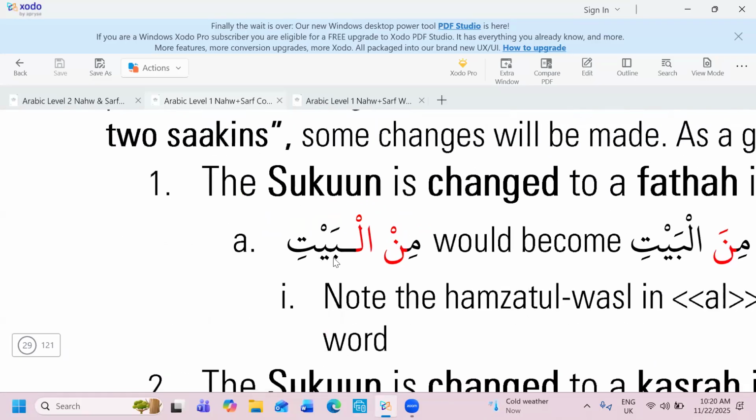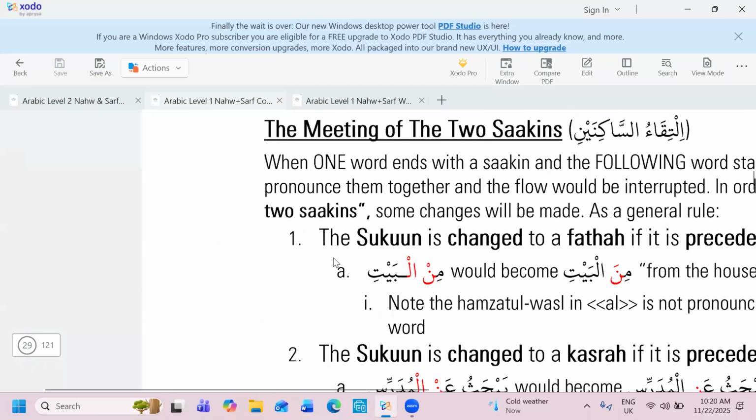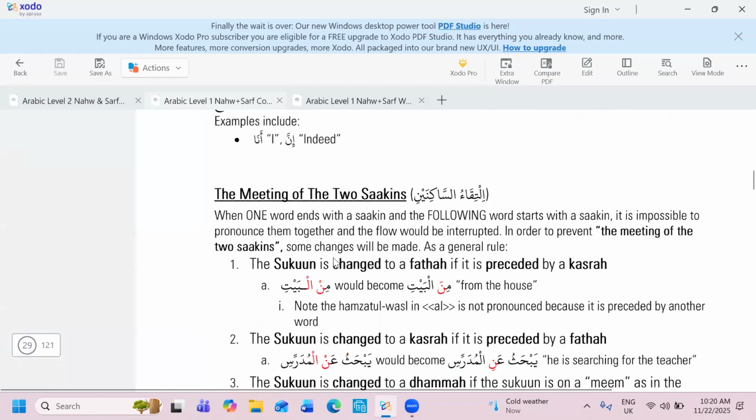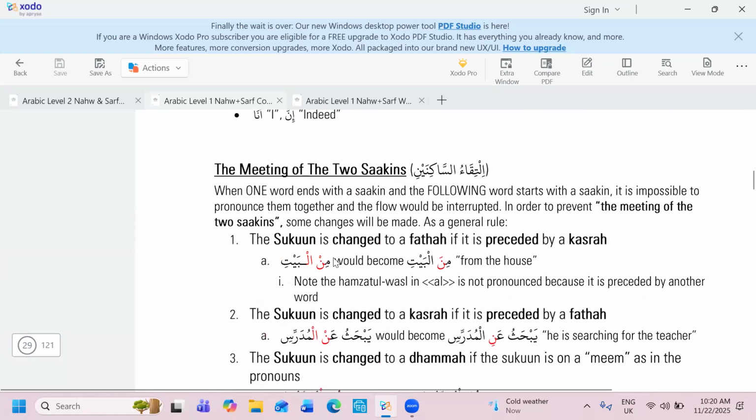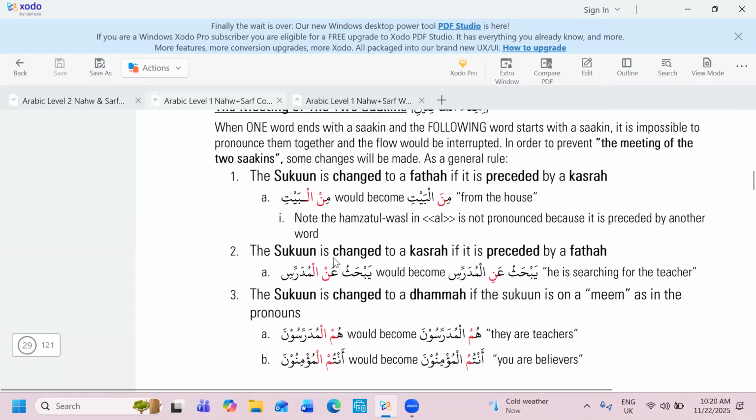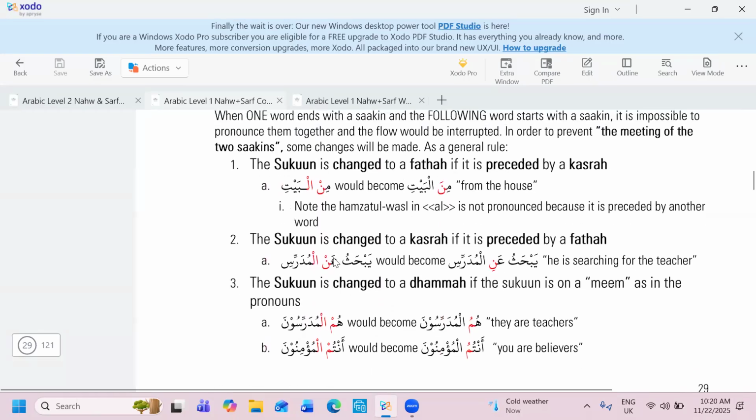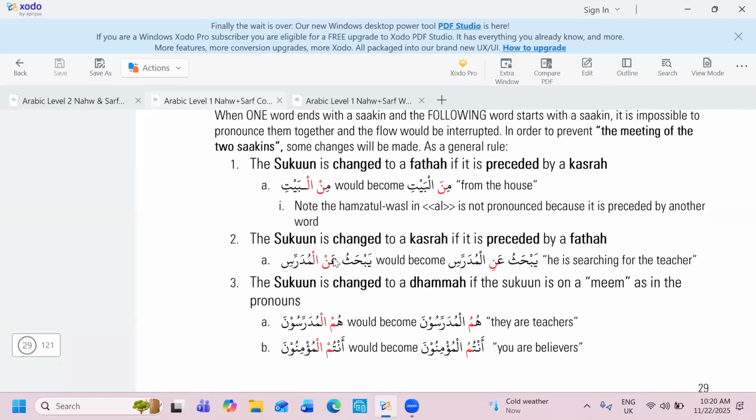Okay. I think that's what the rule is. The sukoon is changed to a fatha if it's preceded by a kasra, and then the other way around. Okay, so that's the fatha kasra rule.